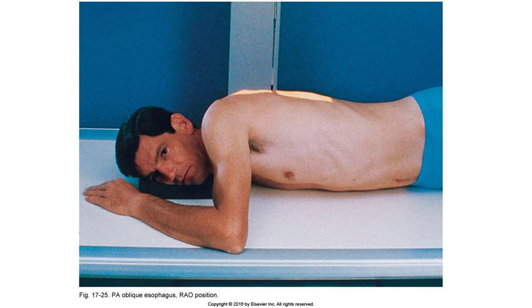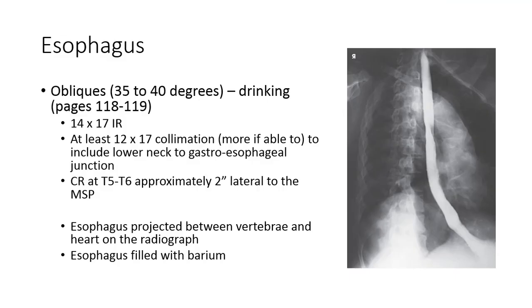For the obliques, RAO and LAO are typically performed in the anterior oblique position. This way, the cup can rest on the table and the patient can comfortably hold the cup of contrast and minimize the risk of choking or aspiration compared to an attempt to perform this view in a supine position. Start the patient in a recumbent position in a 14x17 image receptor with at least a 12x17 collimated field or a smaller field if you're able to. Collimation should include the lower neck all the way to the GE junction with a central ray approximately 2 inches or 5 centimeters lateral to the MSP.